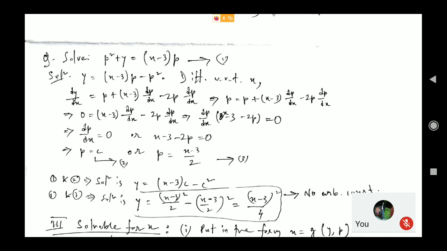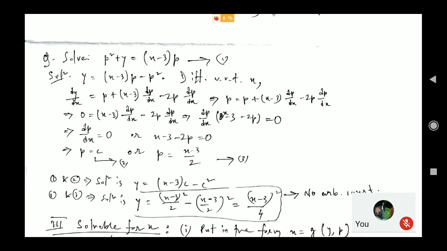Y equal to mx plus c. What is that m? M is slope, so dy by dx. Yeah, m is the slope. And c means? Intercept. Yeah, intercept from the y-axis by that straight line. Okay.